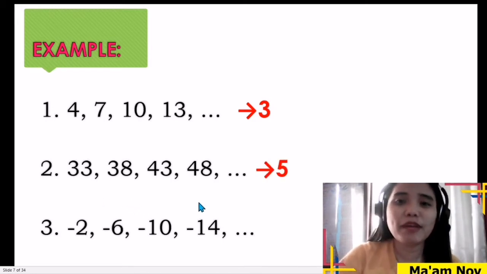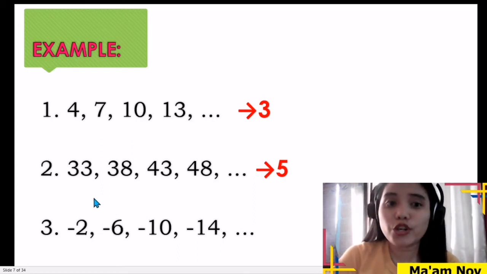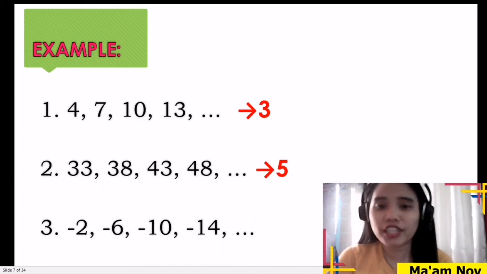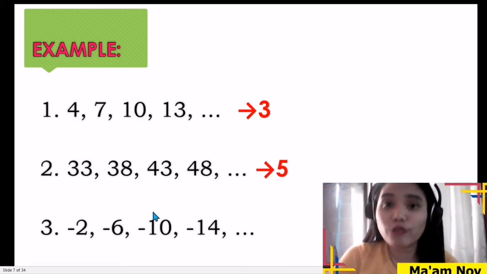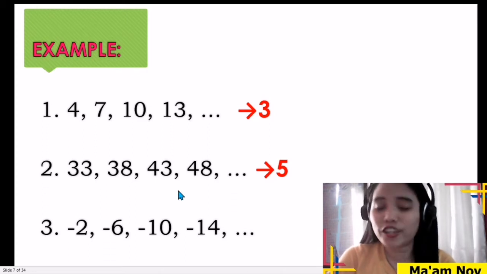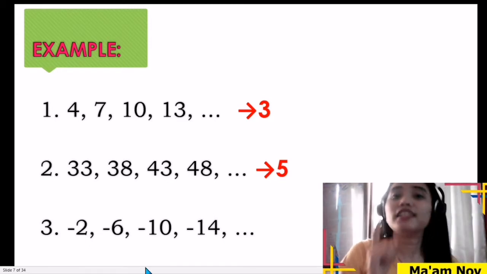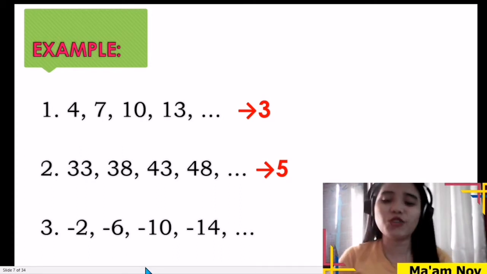That's right, meron 5. So, 33 plus 5 naging 38. 38 plus 5 naging 43. 43 plus 5 naging 48. Dito kaya, is this an arithmetic sequence? That's right, may common difference din sa kanila. So, kapag may common difference, that is called an arithmetic sequence.